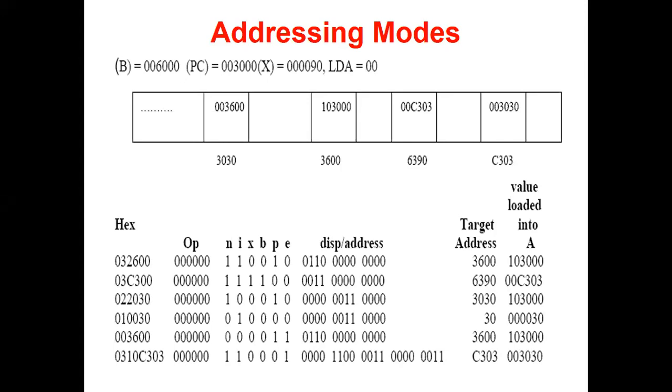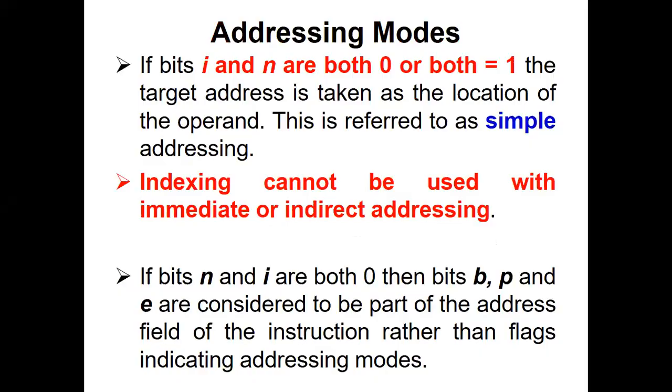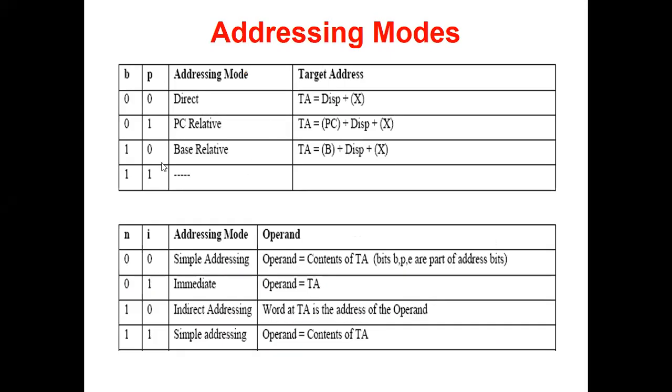Pardon. Okay, we said that we calculate the target address using bits B and P. And we said that when B is a 0 and P is a 1, that means the program counter, the target address is the program counter plus the displacement plus what is in register X. But what is in register X is only added when bit X is a 1.